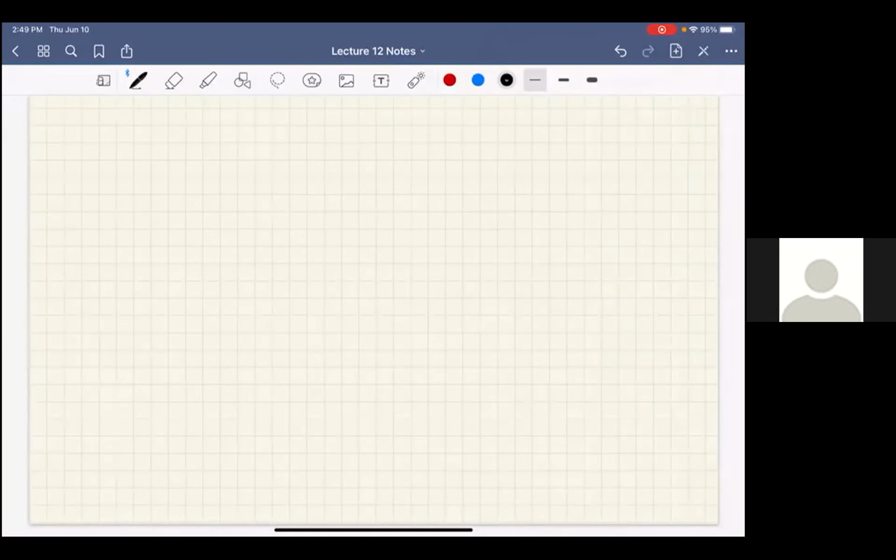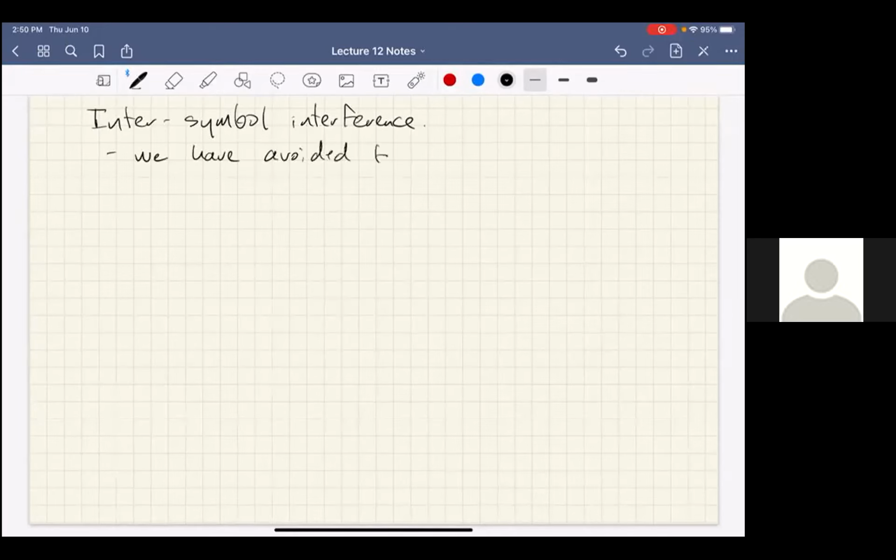Another very important thing that I want to talk about here, that we have deliberately avoided up till now, but if you've thought about it, you should see that it's an obvious problem, is intersymbol interference. So far, we have avoided talking about reusing the channel.